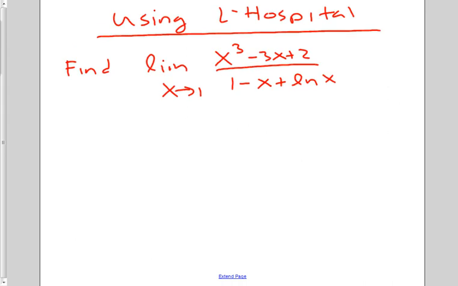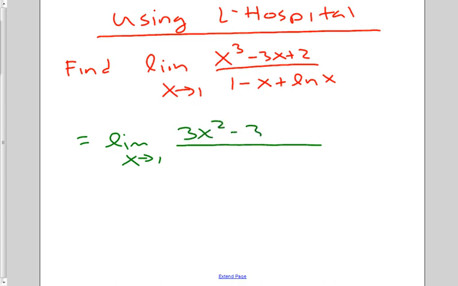So let's use L'Hopital's rule. So here's another limit problem. If I were to use direct substitution, I would be dividing by 0. So if I were to plug 1 into this function, I would get 0 over 0. So what I can do is use the derivative. So this equals the limit as x approaches 1 of the derivative of the numerator, 3x squared minus 3, over the derivative of the denominator, negative 1 plus 3 ln x, 1 over x.